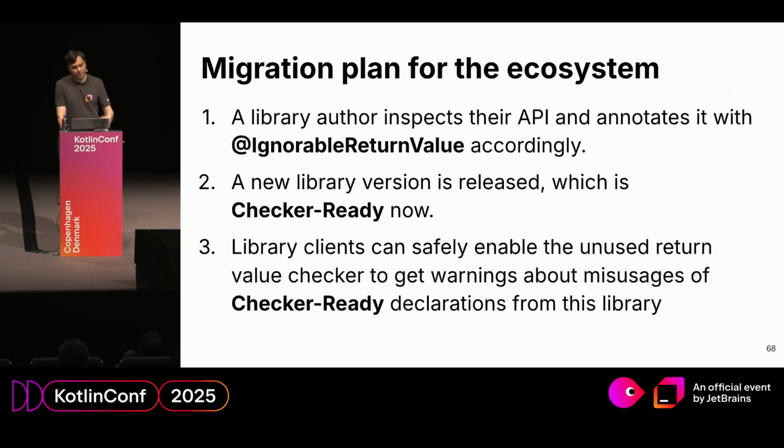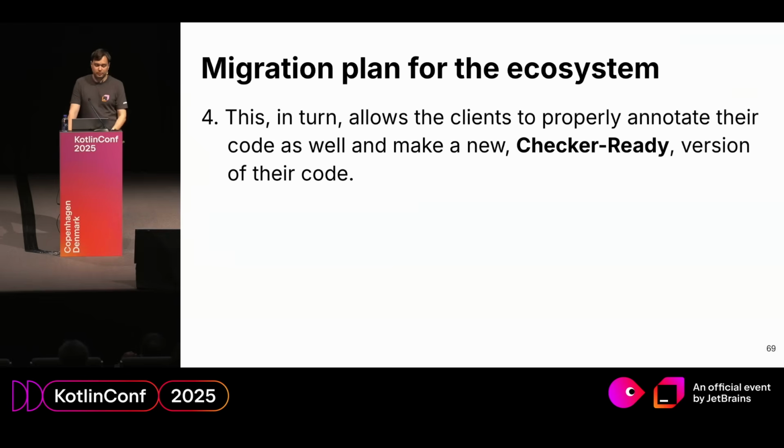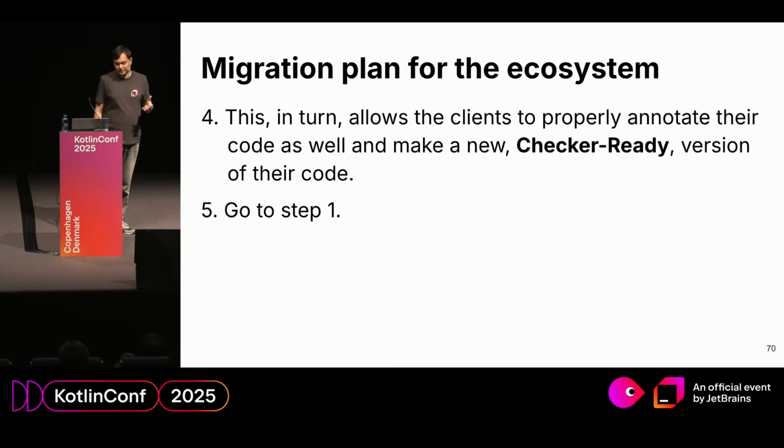from this library. And when all the warnings are gone, and the library users have annotated their code as well, they can make a checker-ready version of their code and then distribute it further to their clients, spreading this checker-ready state. Then you go to step 1 and you repeat everything again until the whole ecosystem is migrated.